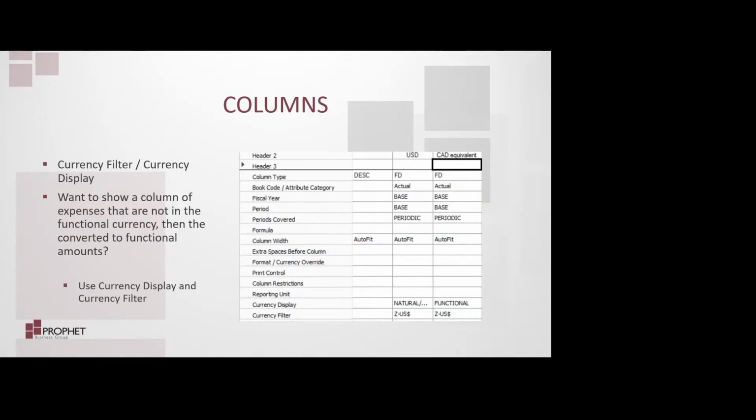You can make use of currency filters and currency displays to show expenses that are not in your functional currency and then show them converted to the functional currency amounts. Use the currency display and the currency filter to restrict your column data down to the currencies that you want to see.